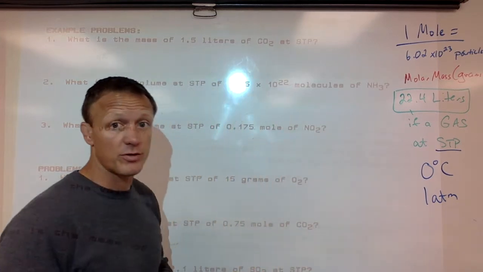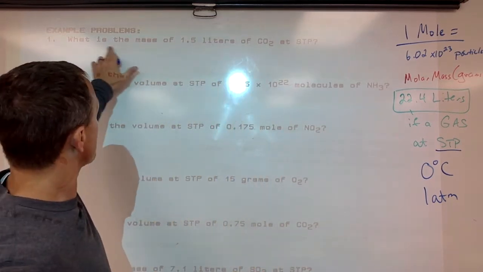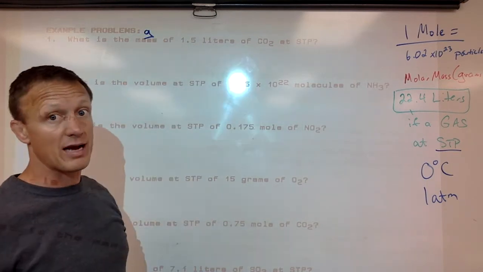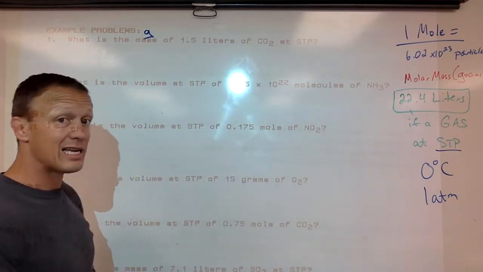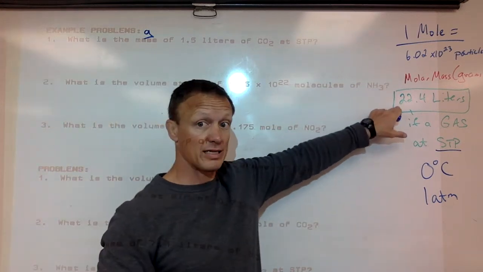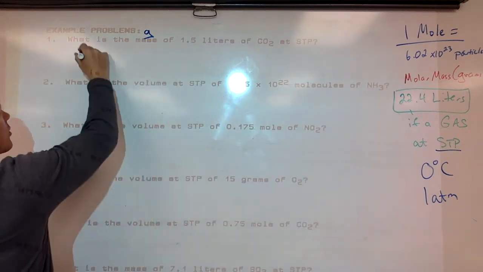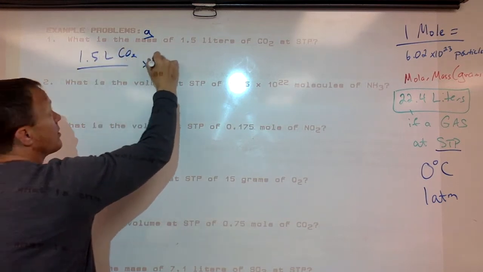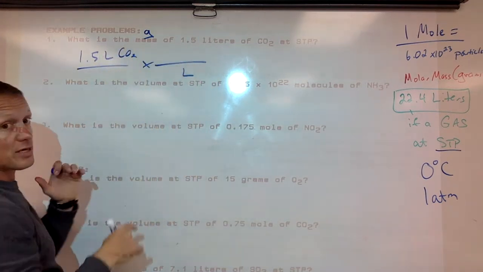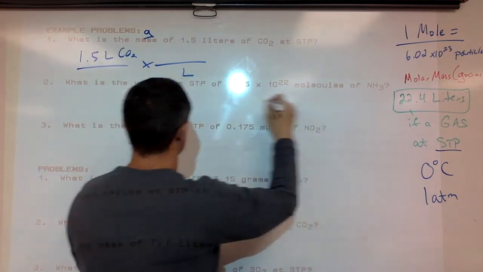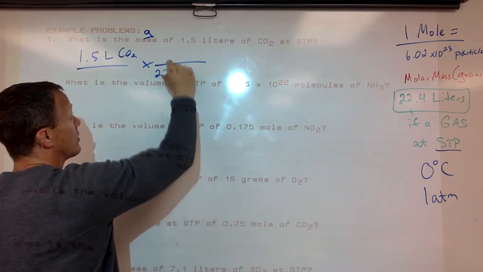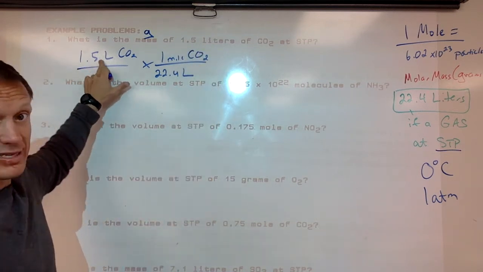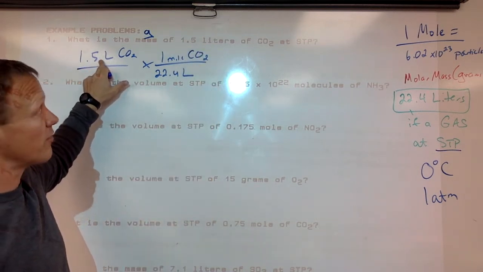Pretty simple stuff. Just use dimensional analysis. What is the mass, we're looking for grams, of 1.5 liters of carbon dioxide. Again, we're at STP. If we're not at STP, we can't use this number because it's not true anymore. So we start with our 1.5 liters of carbon dioxide. We know liters needs to go down here, so our labels will cancel. So we're using this conversion: 22.4 liters is equal to a mole of carbon dioxide. So this is way less than a mole. It's not even close to 22.4 liters.